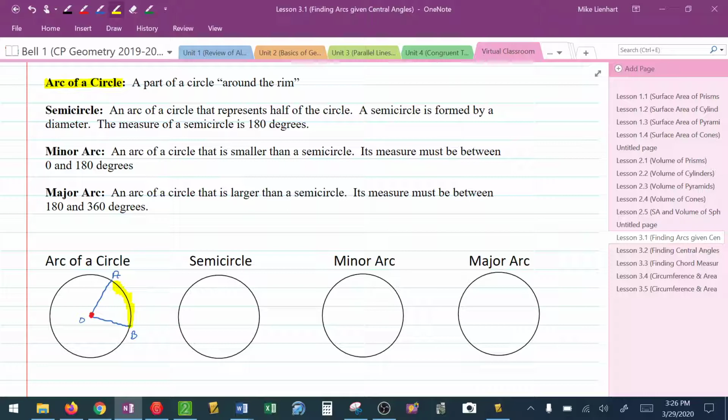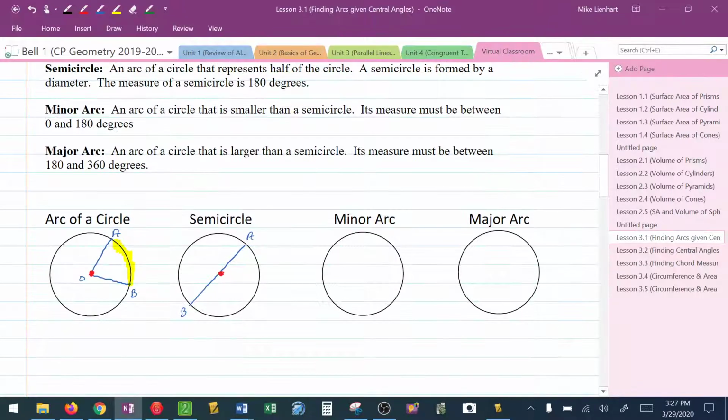Now, there are 3 specific kinds of arcs that we refer to in a circle. The first one is called a semicircle. And a semicircle, very simply, is the 2 arcs that get created by a diameter. So if you notice, AB is a diameter. It goes through the center of the circle. I know that if I go across the top here and I go across the bottom here, I've created 2 semicircles from that circle.